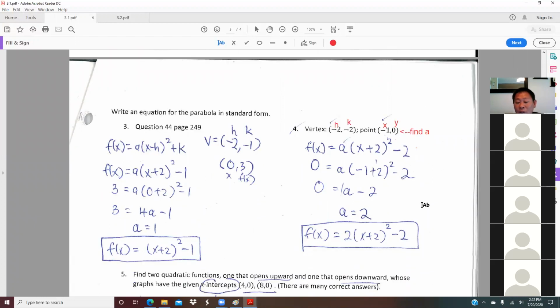So actually, given this, the function is easy. Given your vertex, finding the function is easy. The only thing is they always include the point. This point is always to find a. So that's why you don't know a, but the vertex is always given to us. Okay.